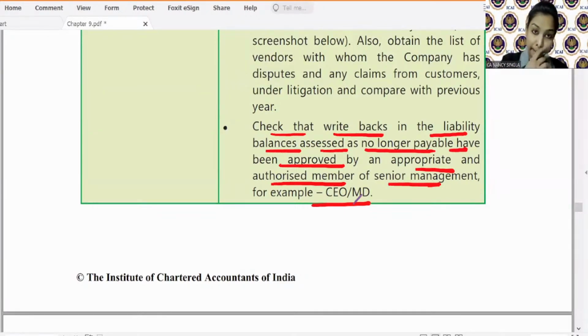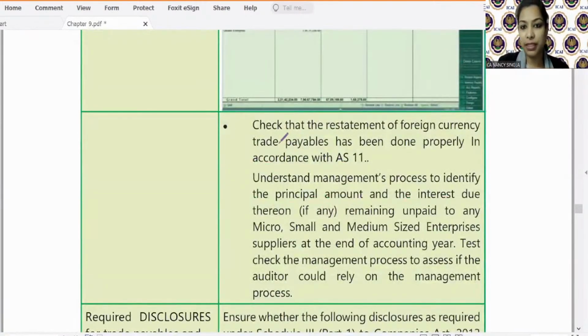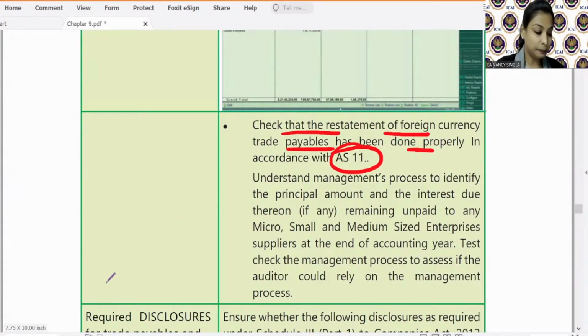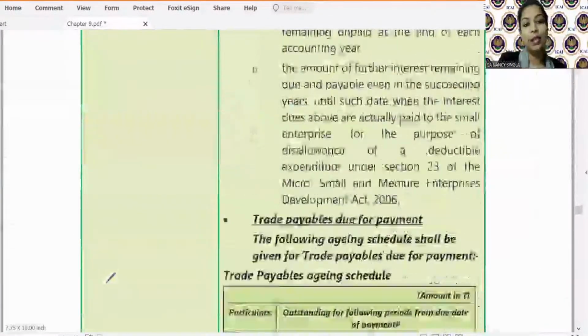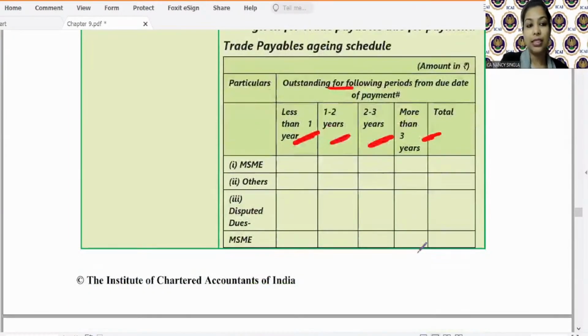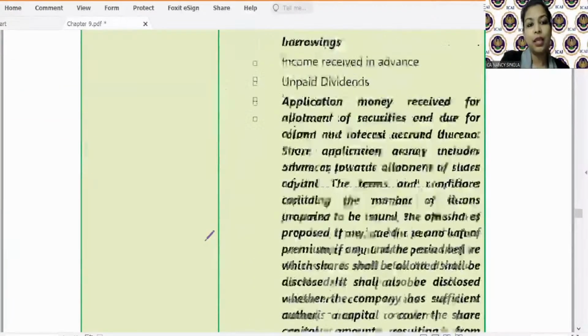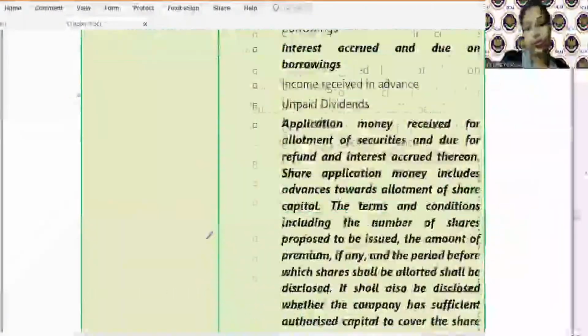So देखो trade payables भी हमारा almost हो जाएगा, except for few points which we'll be discussing in the next session. Check that restatement of foreign currency trade payables AS 11, effects of changes in foreign currency, है ना. ठीक है ना, सब कुछ same आ रहा है ना. And then with respect to ageing of trade payables, exactly same, है ना. Outstanding for less than 1 year, 1 to 2 year, 2 to 3 year, more than 3 years. ठीक है. ये थोड़ा different है, we will discuss that in the next session. ठीक है. ठीक है. बाकी तो आपको discuss करना पड़ेगा next session में.